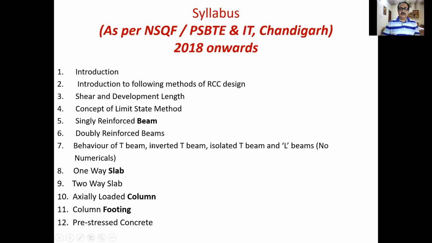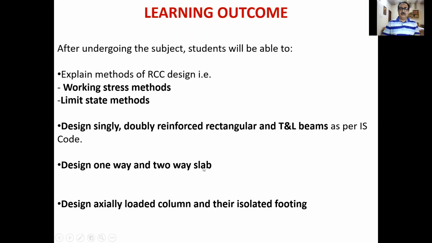So if we see from the syllabus, three major components we are going to design, rather four. One is the beam, then we have slabs, then we have columns, and then we have the footing. So if we combine all these components of a building, we are going for RCC design.